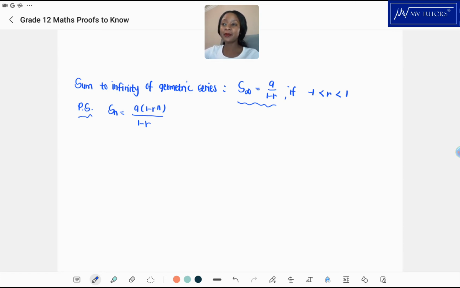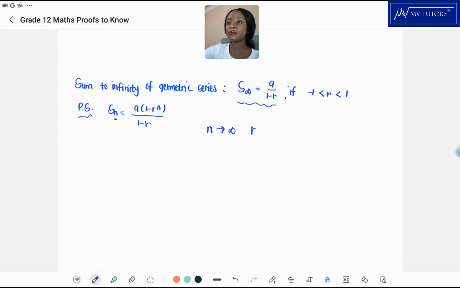But the sum for the geometric series, remember we had it as S to the n. In this case we're saying that n is actually tending to infinity. So what happens if n were to approach infinity? What would happen to r to the power n?